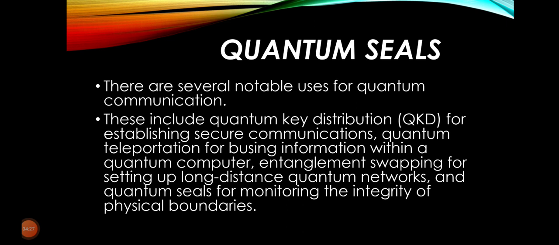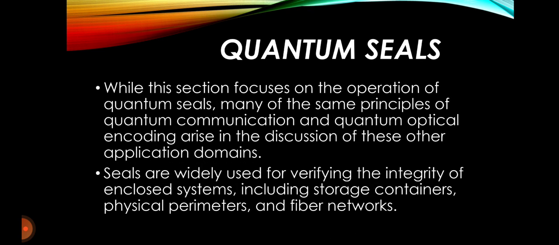This includes quantum key distribution for establishing secure communications, quantum teleportation for using information with a quantum computer, entanglement swapping for setting up long distance quantum networks, and quantum seals for monitoring the integrity of physical boundaries. While this section focuses on the operation of quantum seals, many of the same principles of quantum communication and quantum optical encoding arise in the discussion of these other application domains. Seals are widely used for verifying the integrity of enclosed systems, including storage containers, physical perimeters, and fiber networks.